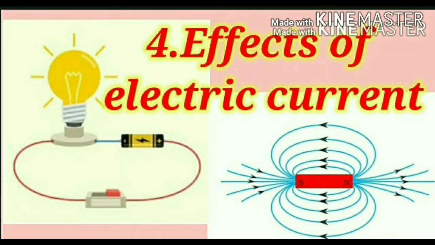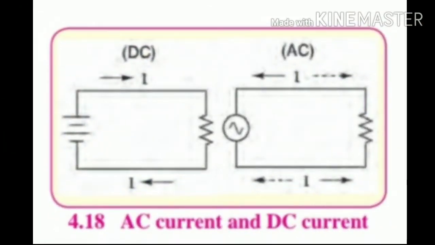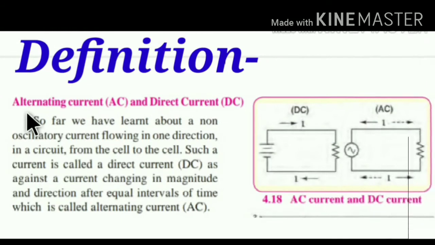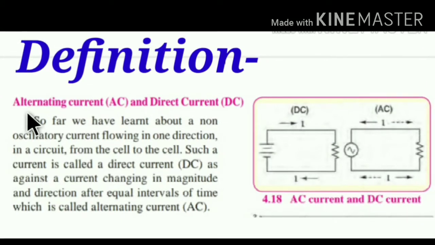Chapter 4, Effects of Electric Current. Next point, AC current and DC current, that is alternate current and direct current. After studying electromagnetic induction, Faraday's law of induction and Fleming's right-hand rule, let's study alternate current and direct current. First, let's see the definition of alternate current and direct current.